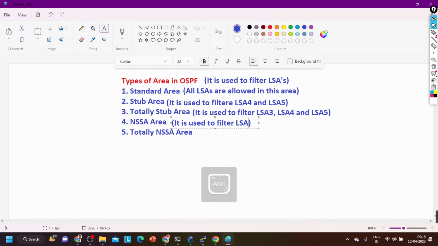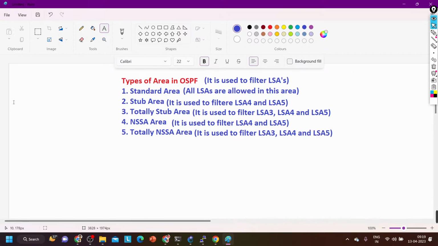LSA 4 and LSA 5. And again, totally NSSA area is used to filter LSA 3, LSA 4 and LSA 5. Done, guys? Is it clear to everyone? Yes, sir.